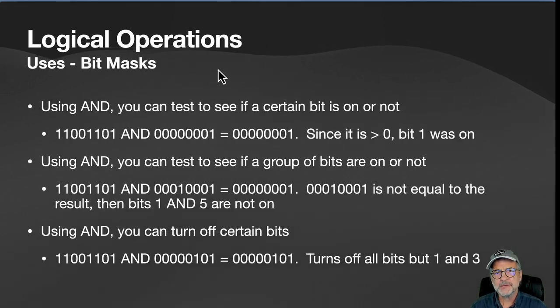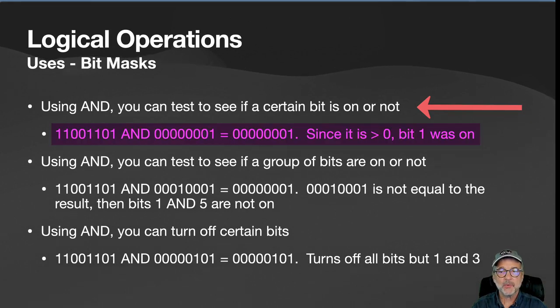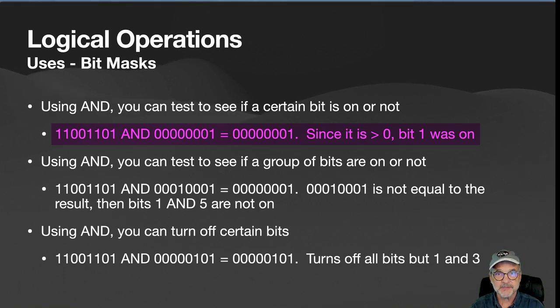What are some of the other uses of these? Using AND, you can test to see if a certain bit is on or not. So if I take 11001101, and I want to see if the first bit is turned on, I just AND it with 00000001, and if the result is 00000001, since that value is greater than 0, that means that bit number 1 was turned on.